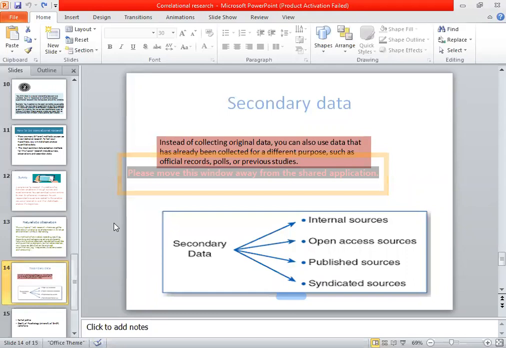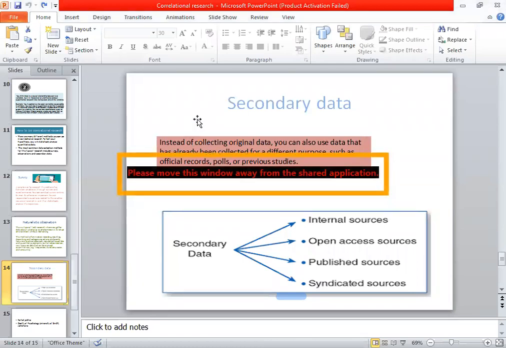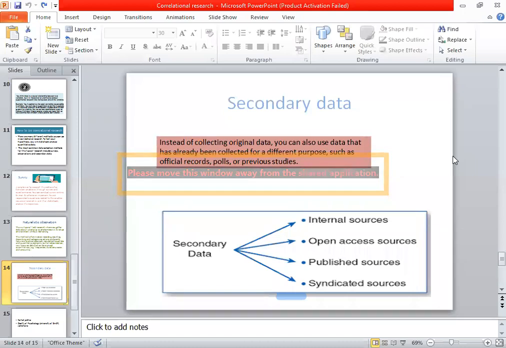Archival data and secondary data I have introduced to you in the types of data, how primary, secondary and tertiary types work. So what happens here? Instead of collecting original data, we use data that already exists. The sources can be internal sources, open access sources, published sources, or syndicated sources. Instead of collecting original data, a researcher can also use data that had already been collected for a different purpose, such as official records or polls or previous studies.